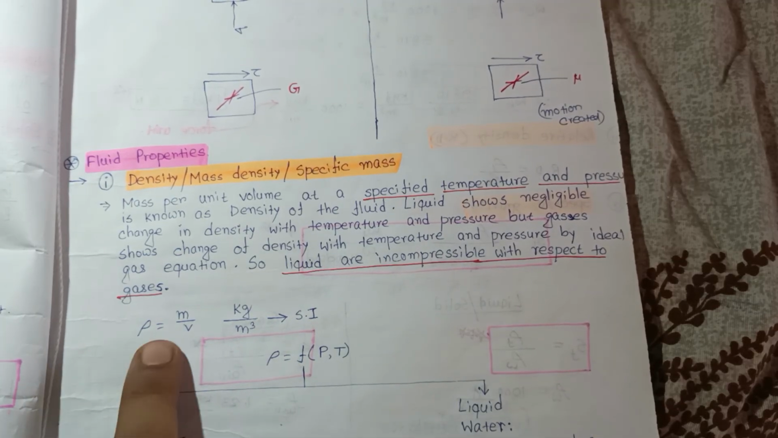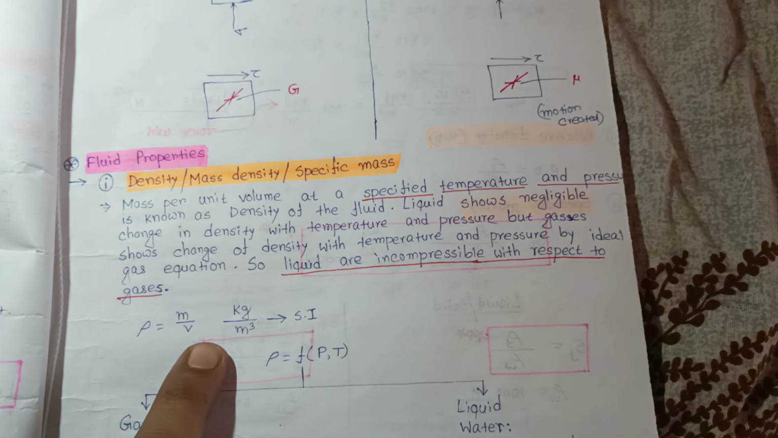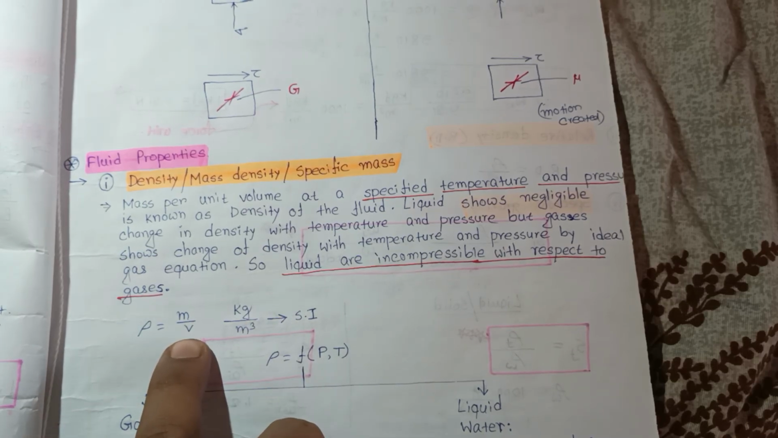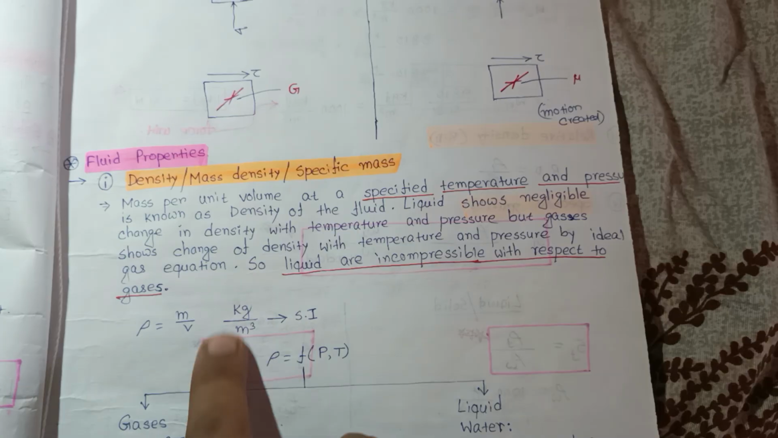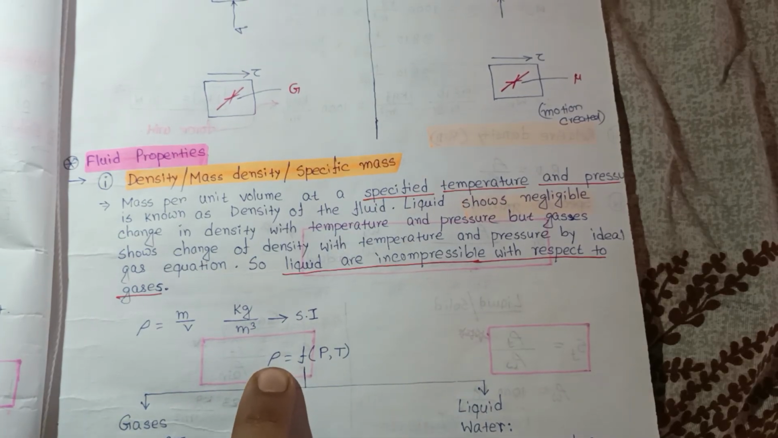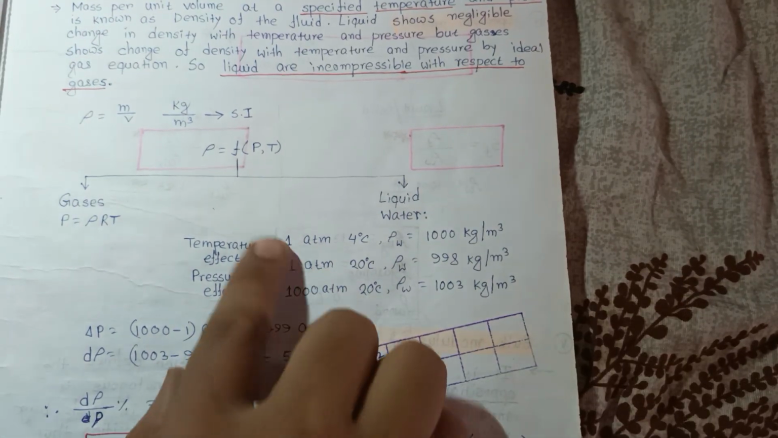Now, what is the formula of density? That is rho equal to m by v. What is the unit of m? That is kg. And what is the unit of volume? That is meter cube. This is the SI unit. Here rho is a function of pressure and temperature.